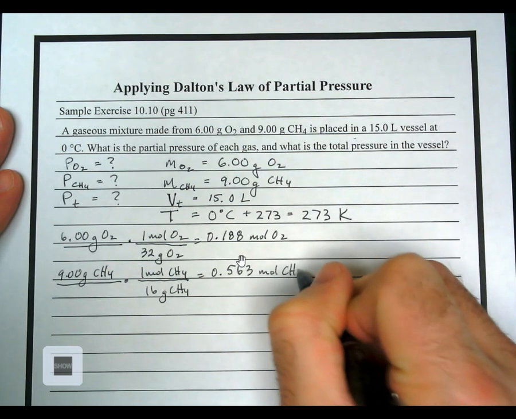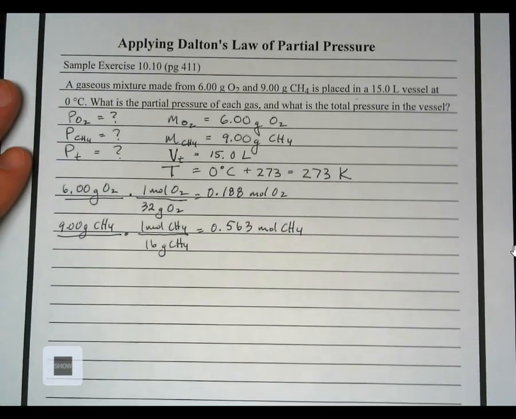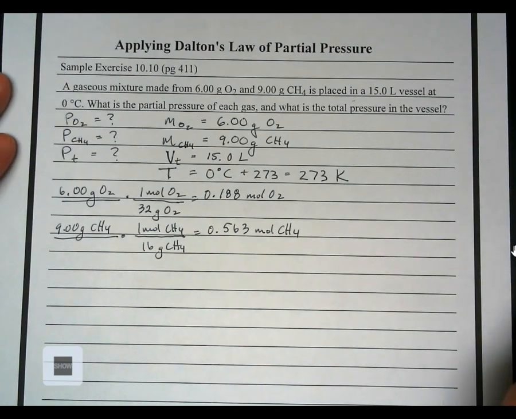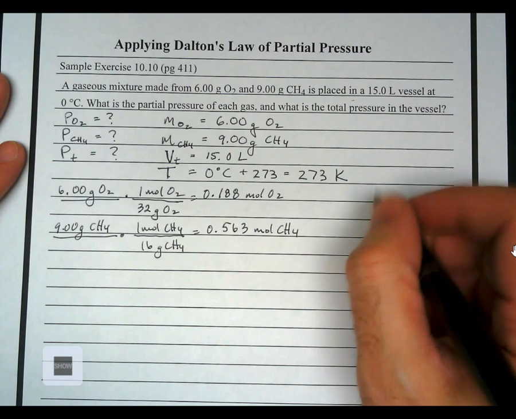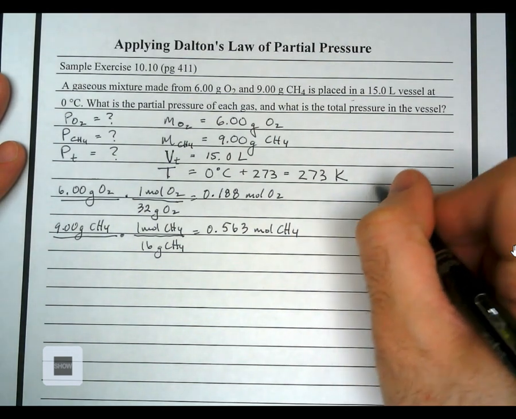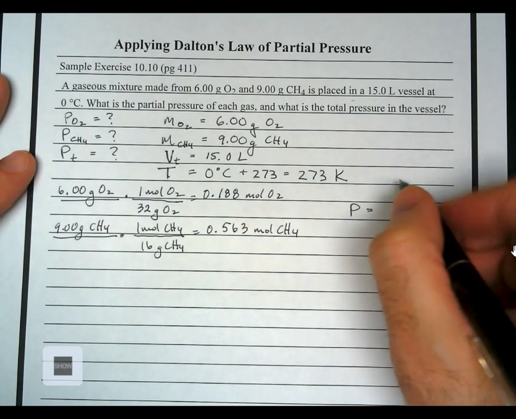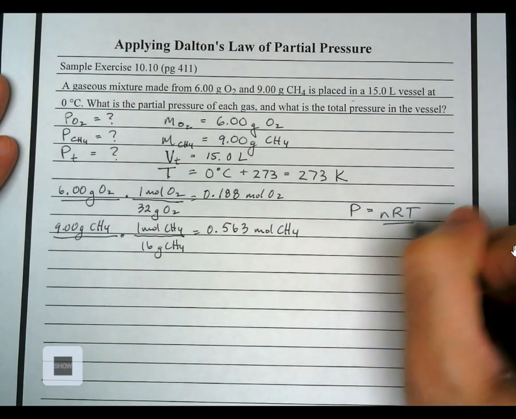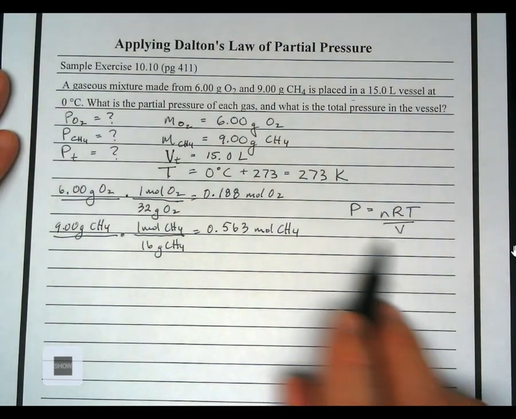Okay. So we've got the moles of each of these, right? Now, we're going to use the ideal gas law, but we're going to use the one rearranged, like pressure equals nRT over V, like this. Because we're solving for the pressure.